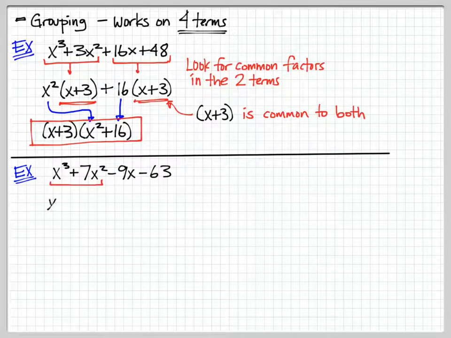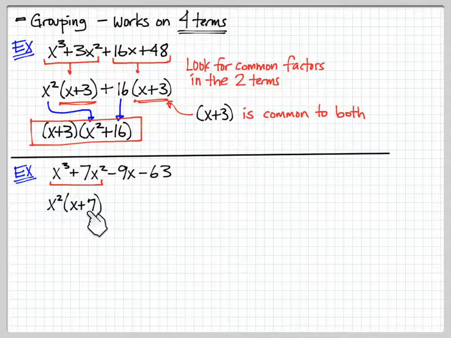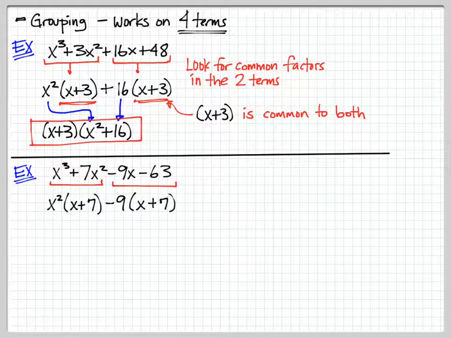Again, what we do is we start off by looking at the first 2 terms. There is a common x squared term here, so we pull out this common factor. And in this case, we see a common factor of 9. 63 divided by 9 is 7. Just be careful with the negative signs here. We're factoring out a negative 9 in this case. So negative 9x divided by negative 9 is x. Negative 63 divided by negative 9 is positive 7.